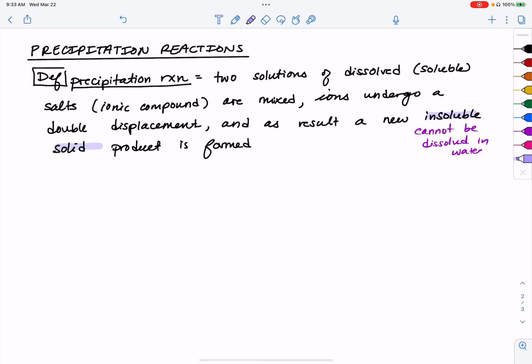And what we call this new insoluble solid product is the precipitate. You can think about where you've heard this word precipitate before, like precipitation, where you have water falling out of the sky. So precipitation in chemistry is talking about a solid falling out of solution.